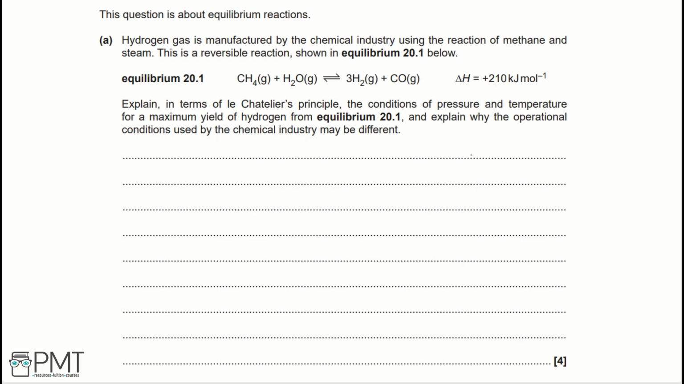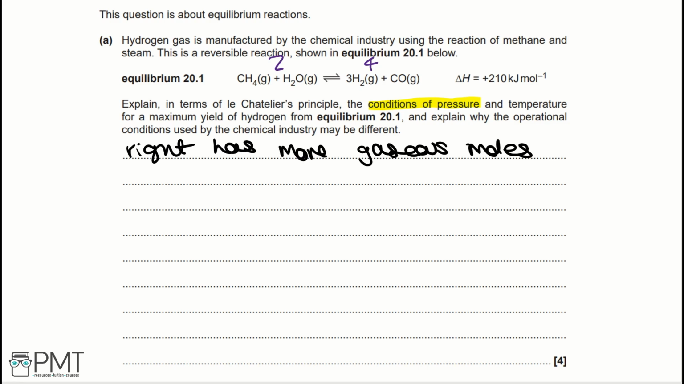Let's begin by working out the conditions of pressure we need for this equilibrium. We work out conditions of pressure based on which side of the equilibrium has more gaseous moles. And in equilibrium 20.1, we've got 2 gaseous moles on the left and 4 gaseous moles on the right. So the first thing we need to do when answering this question is just state this fact, saying that the right-hand side has more gaseous moles. Molecules are also okay to say, but moles is better because it's a molar ratio we're looking at.